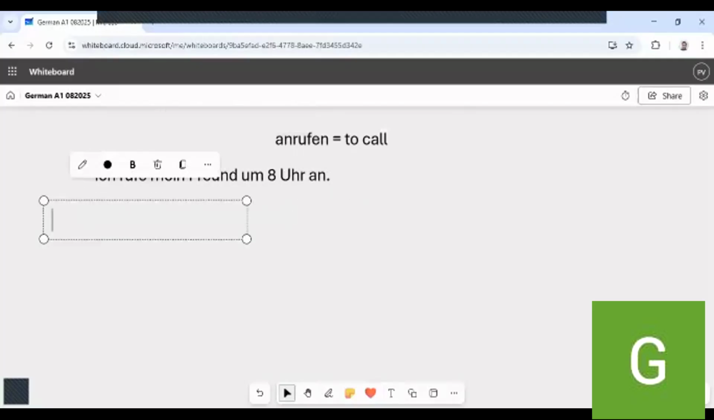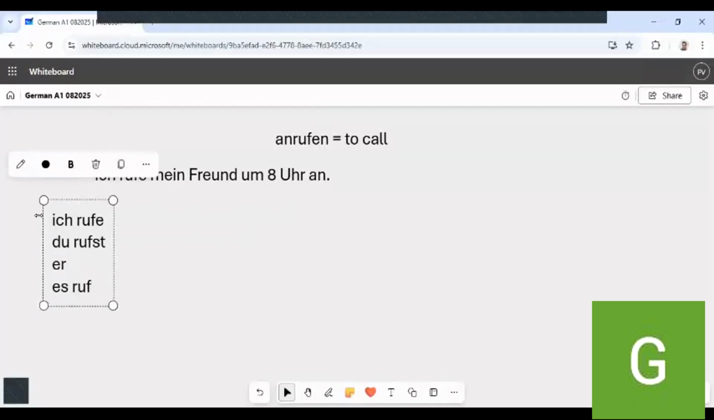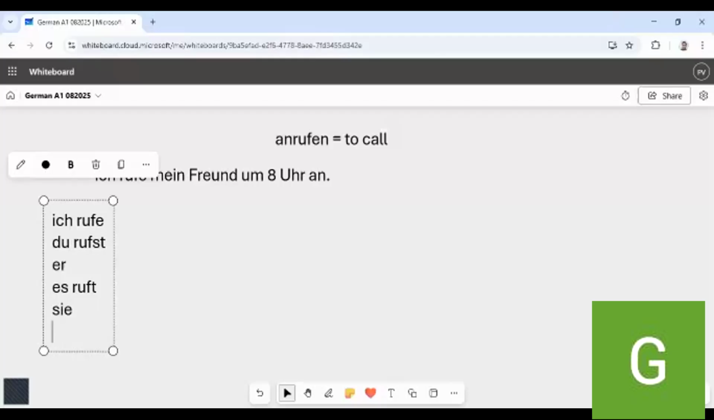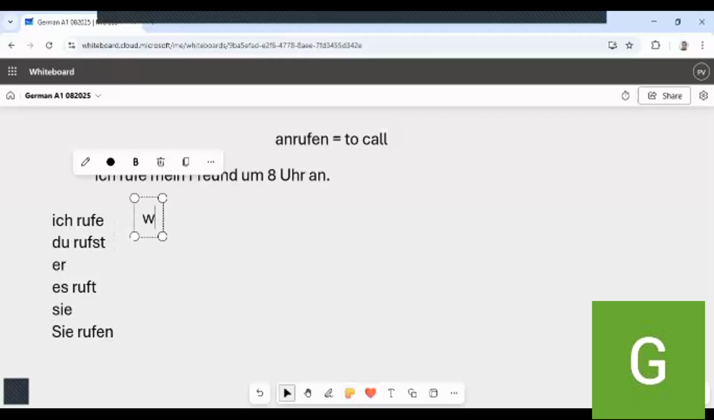The conjugation for anrufen will be like this: Ich rufe, and as, and then here, again coming to the one part here.